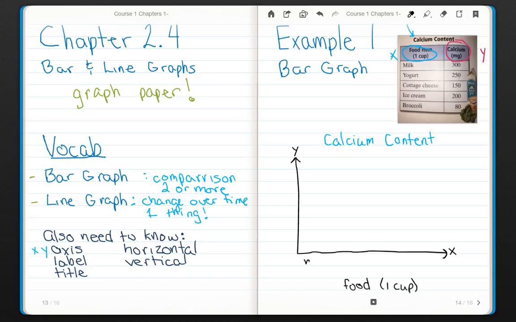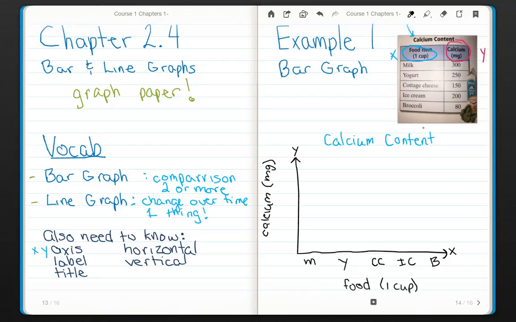And my foods are milk. Normally you would write them all out, but for space, I'm going to just write the first letter. Yogurt, cottage cheese, ice cream, and broccoli. Now, the y-axis is my calcium. You're going to write calcium in parentheses milligrams to show how we are measuring. Are these milligrams, grams, how much is it?